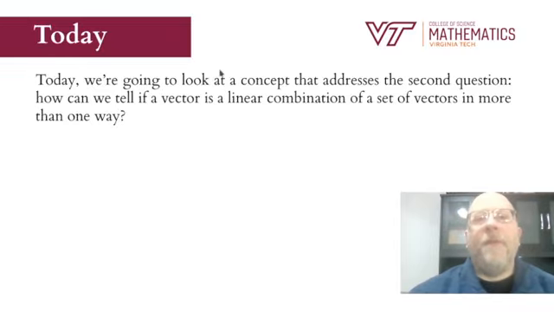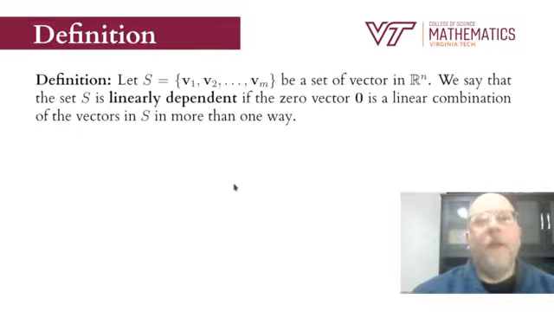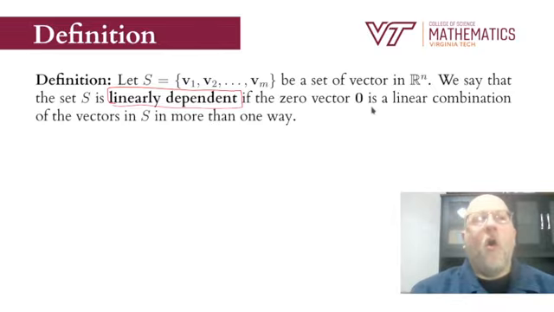Today we're going to look at a concept that addresses the second question. How can we tell if a vector is a linear combination in more than one way? We're going to have a definition. We have a set of vectors. We say that the set S is linearly dependent if the zero vector, which we know is always a linear combination, is a linear combination in more than one way.